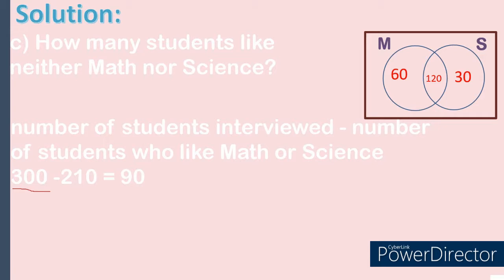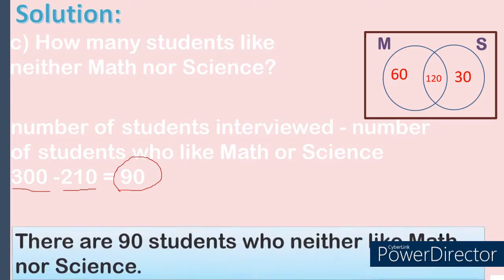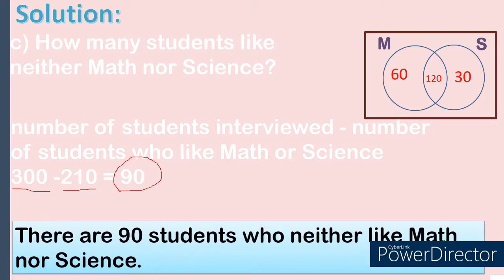So, saan galing itong 210? Dito siya. So, the sum of science and math. So, 60 plus 120 plus 30 is equals to 210. So, ima-minus lang po natin. 300 minus 210. So, 90. So, there are 90 students who neither like math nor science.